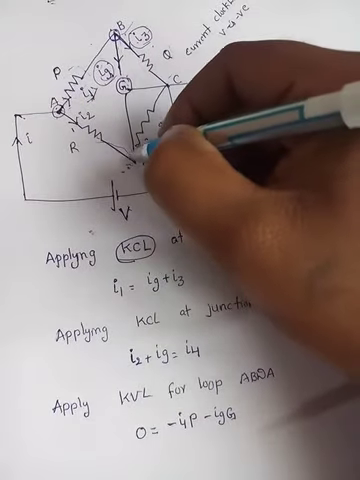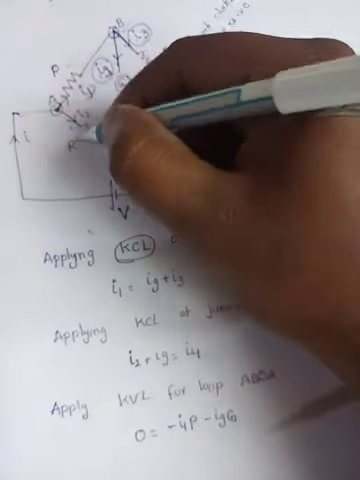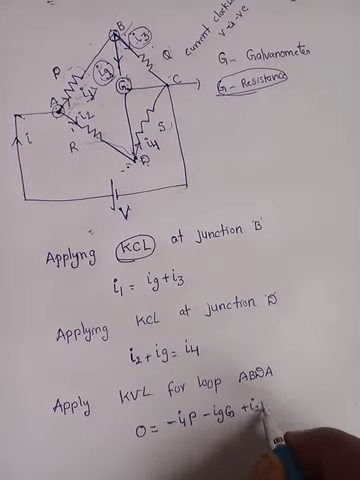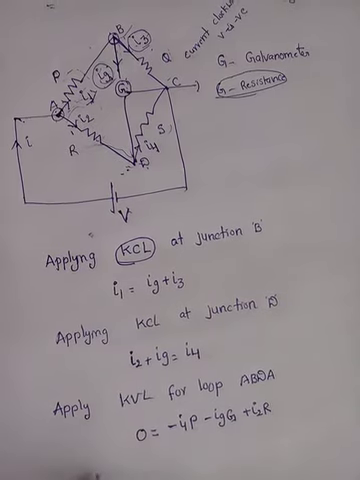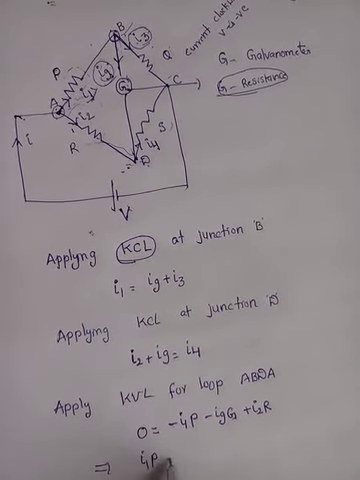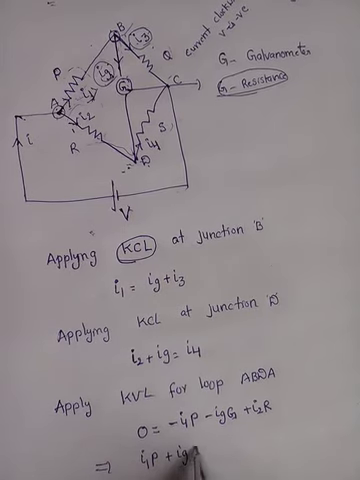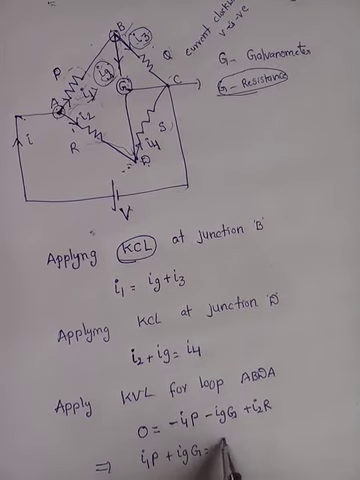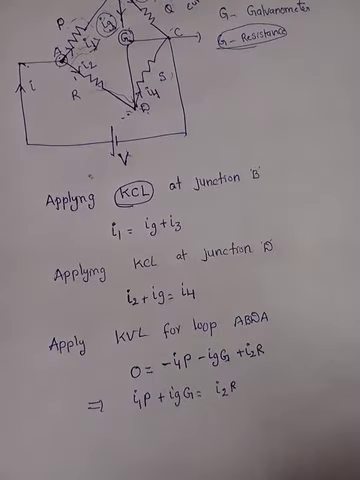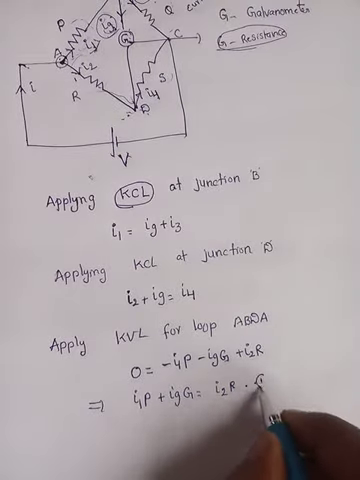After coming here, see now this is moving in anti-clockwise direction. So positive plus I2 into R. Minus, send minus that side. What do you get? I1P plus IgG equals I2 into R. Okay, this is considered equation number 1.